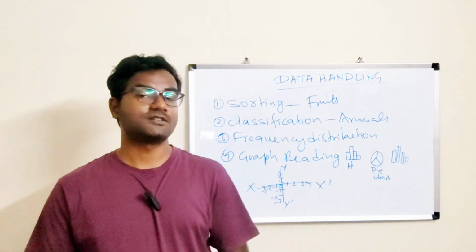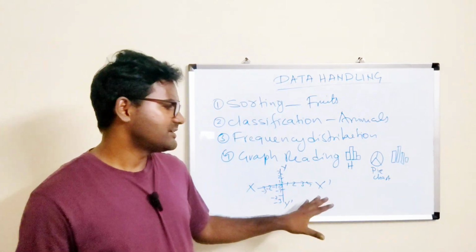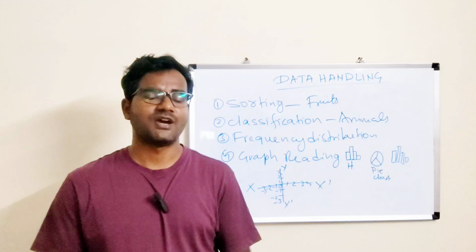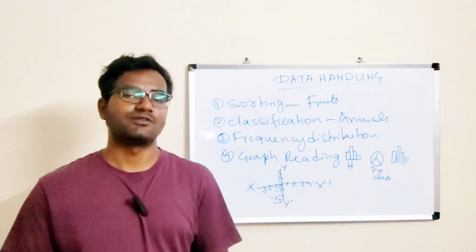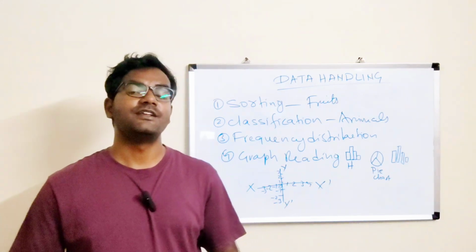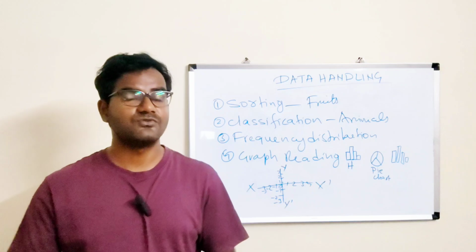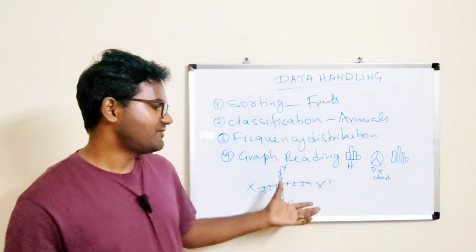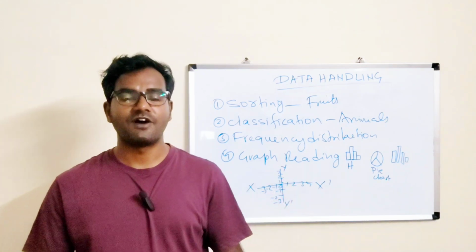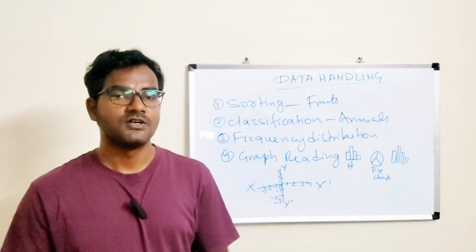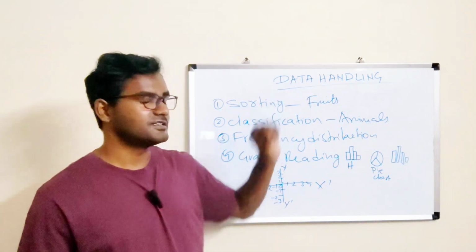You all know what a graph paper is. Regarding the graph also, we have chapters in class 9 and 10: linear equation in one variable, linear equation in two variables. If you follow those chapters, you will find how we read the graph and how we plot the graph. So these are the things under data handling.